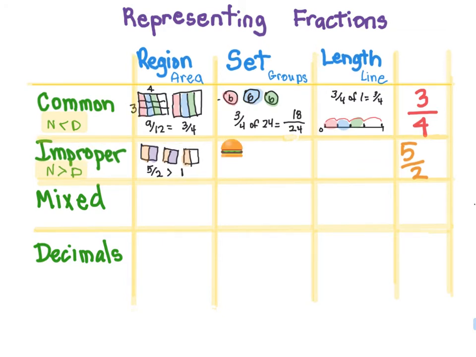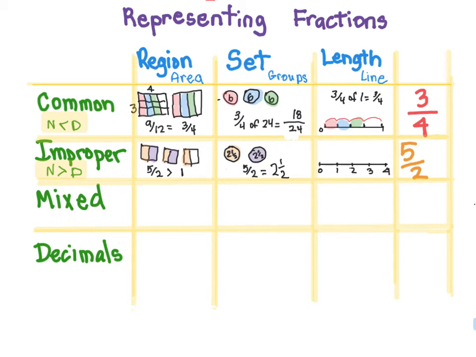Let's look at set. We have 5 hamburgers shared between 2 hungry teenagers. They split each hamburger in half, and they each get 5 halves. For 2.5 hamburgers for each teenager. 5 halves is the same thing as 2.5.